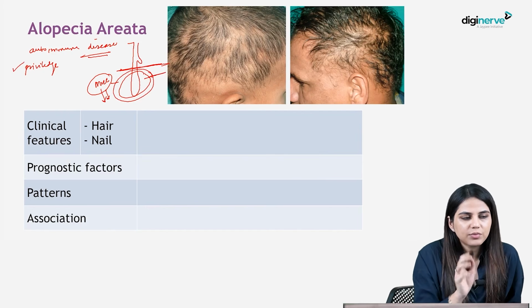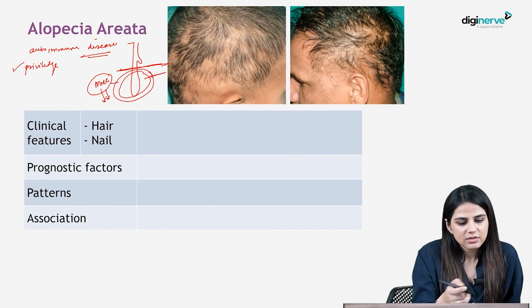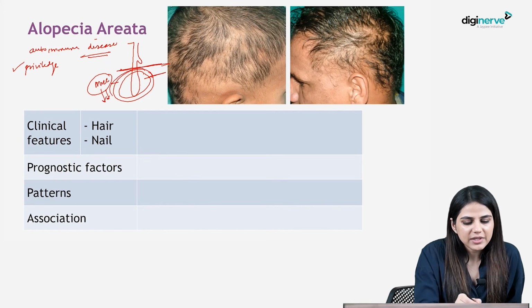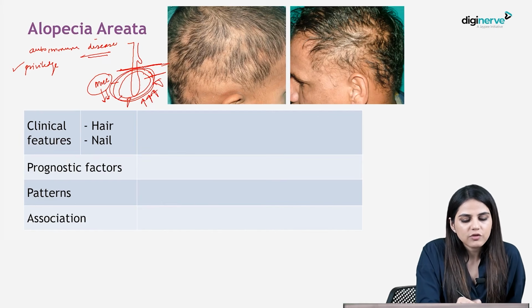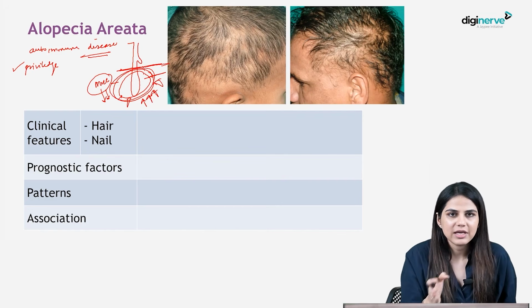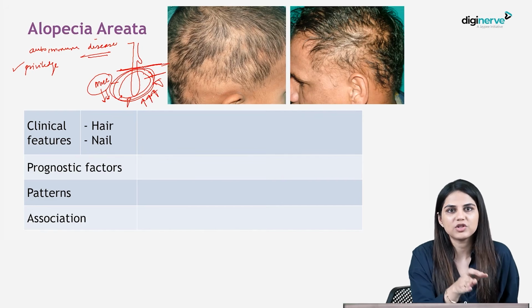Hence immune privilege. But for certain reasons, autoimmunity develops against this. They target the lower portion of the hair follicle, leading to hair loss. Hence a disorder known as alopecia areata.